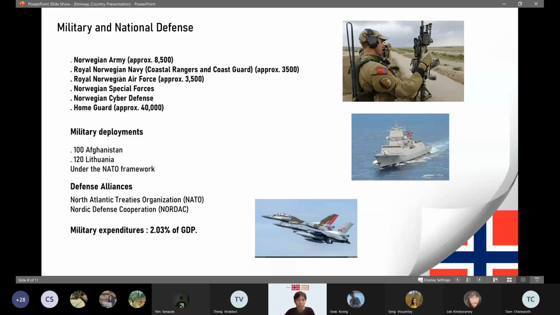The national defense: the military of Norway is divided into 6 types. The first one is the Norwegian Army, the Royal Norwegian Navy, the Royal Norwegian Air Force, the Norwegian Special Forces, Norwegian Cyber Defense, and the Home Guard. And for military deployment, Norway has joined under the framework of NATO, with 100 Norwegians in Afghanistan and 120 Norwegians in Lithuania. And defense alliances, there are 2: the North Atlantic Treaty Organization, NATO, and Nordic Defense Cooperation.